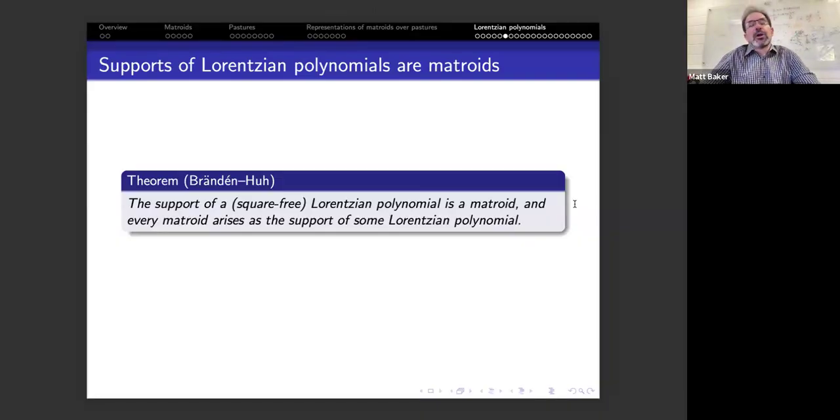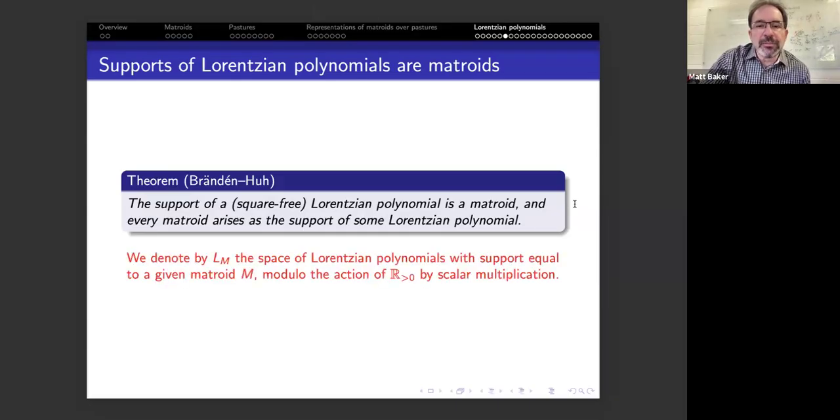So if you know about stable polynomials, those are always Lorentzian, but not every matroid is the support of a stable polynomial. So that's why Lorentzian polynomials are sort of better in a concrete sense than stable polynomials.